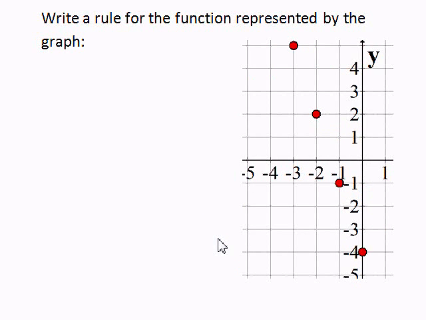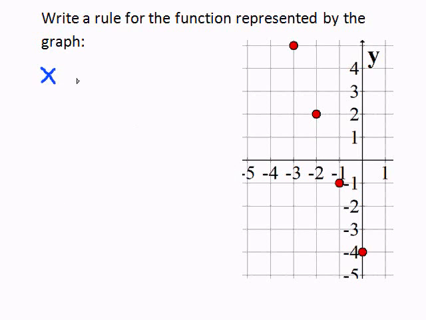We're on to our next objective, which is to write a rule for the function represented by the graph. So here we have a graph. We have some ordered pairs or some points on that graph, and we have to find out what rule or what function, what equation made these points. It's exactly like we did previously. The problem's going to be a little bit harder, but I would encourage you to go ahead and make a table from the graph first and then see if you can find the rule. Let's go ahead and make that table together.